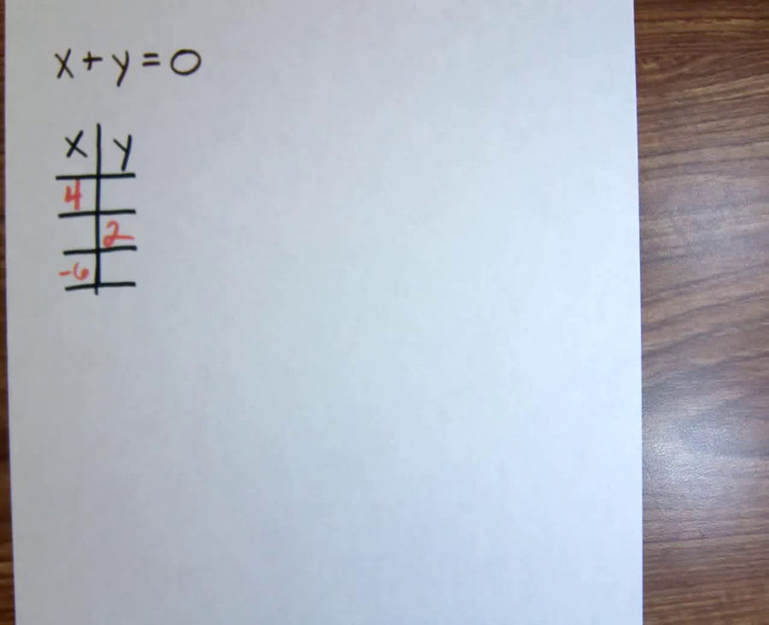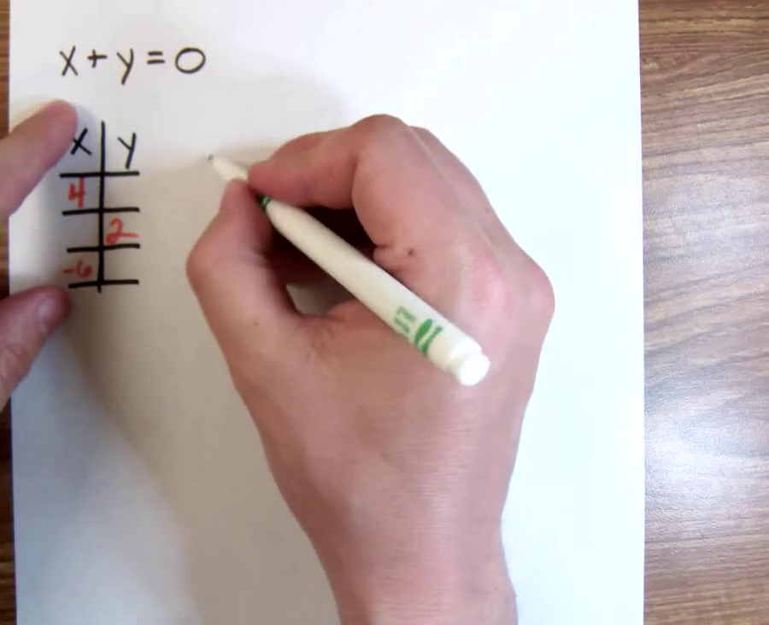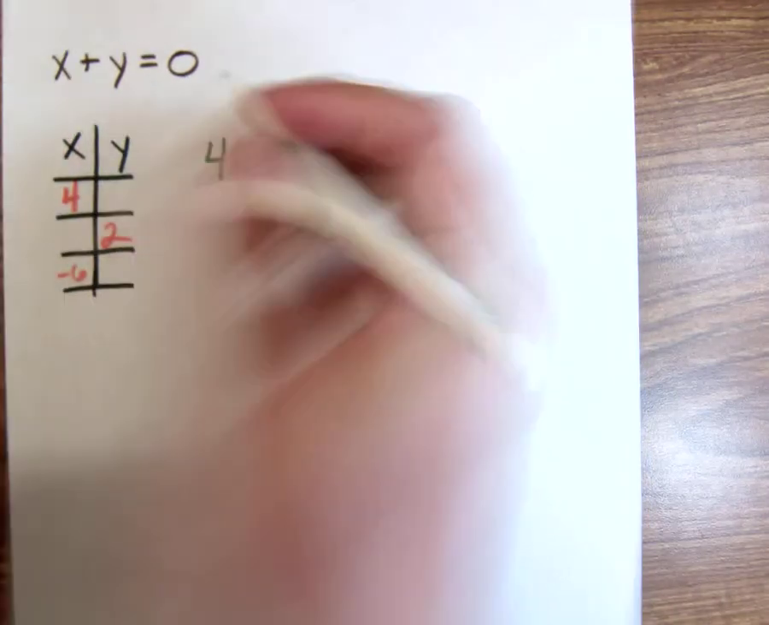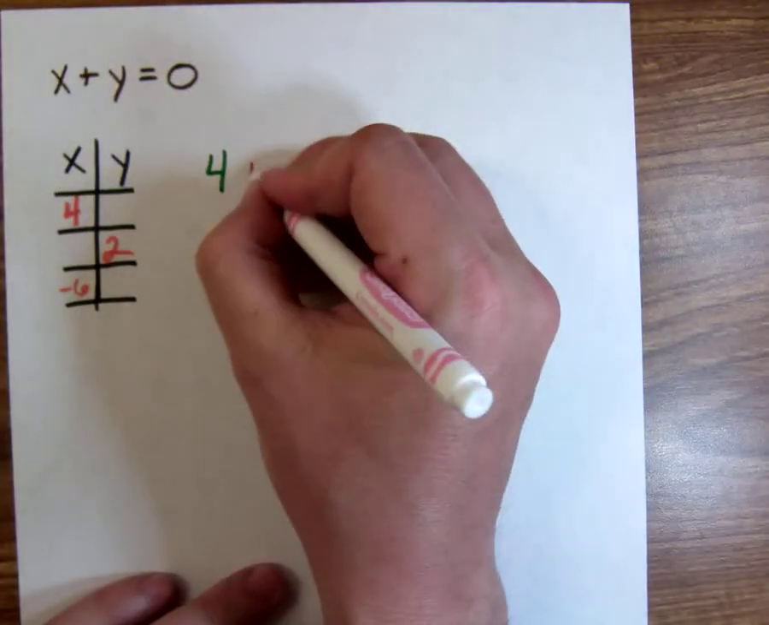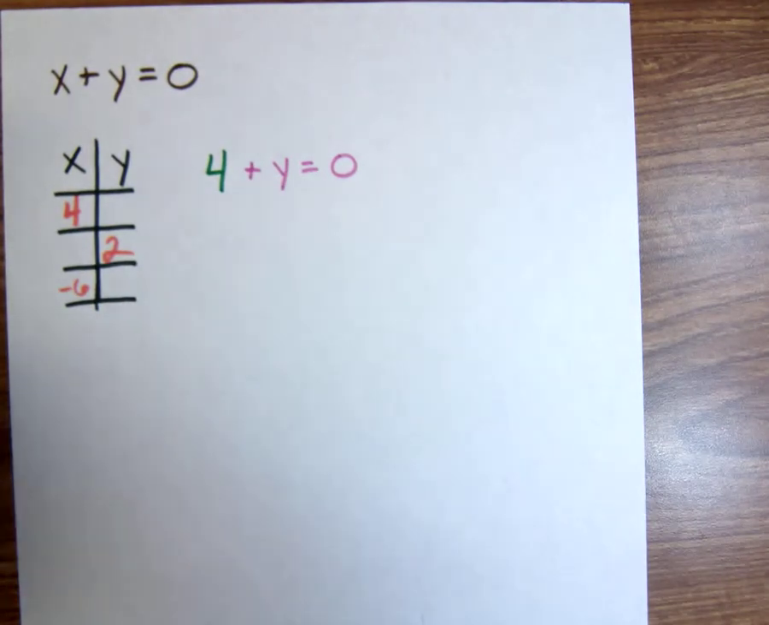Now I got to plug them in and do some math. Okay? So the first one I got was x equals 4. So let's go right here. X equals 4. I would subtract. Subtract what? Subtract 4.